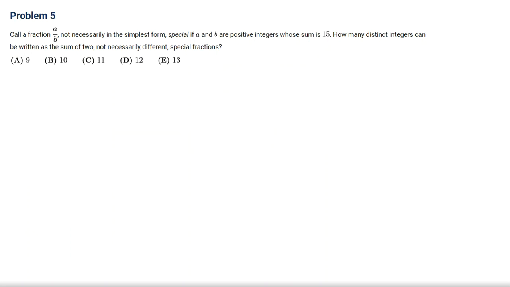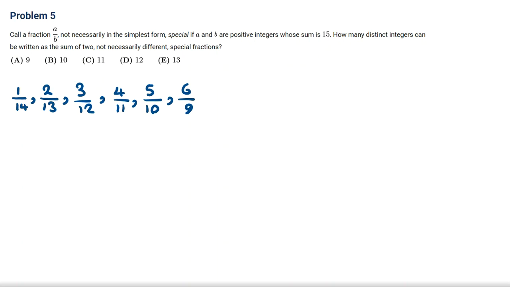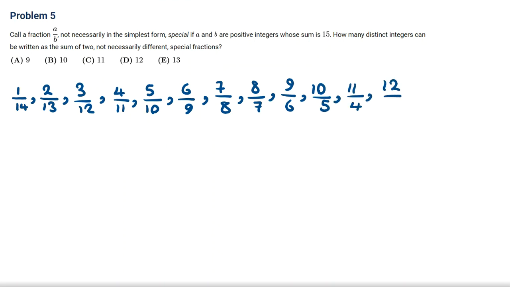When a and b are positive integers whose sum is 15, the fractions are 1 over 14, 2 over 13, 3 over 12, 4 over 11, 5 over 10, 6 over 9, 7 over 8, 8 over 7, 9 over 6, 10 over 5, 11 over 4, 12 over 3, 13 over 2, and 14 over 1.